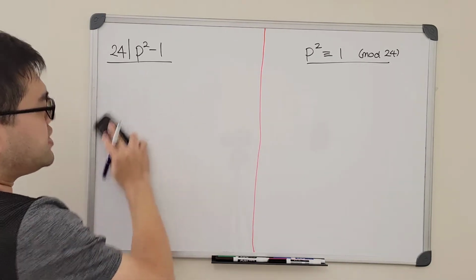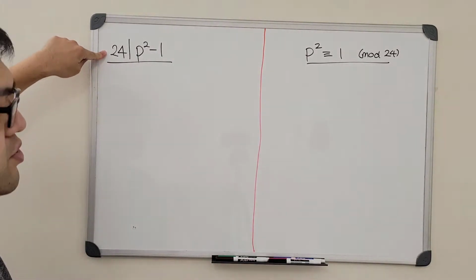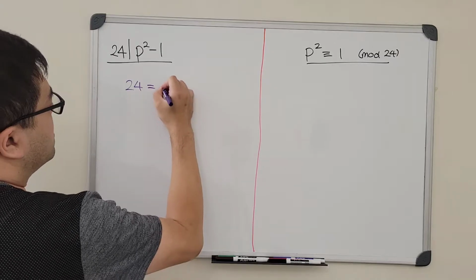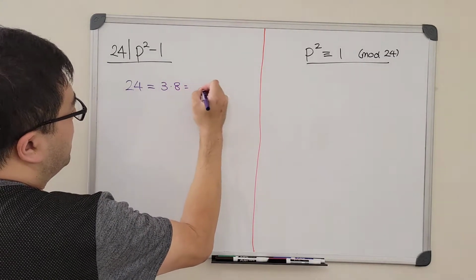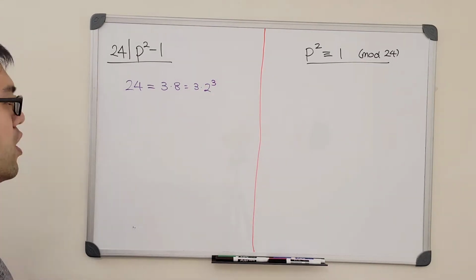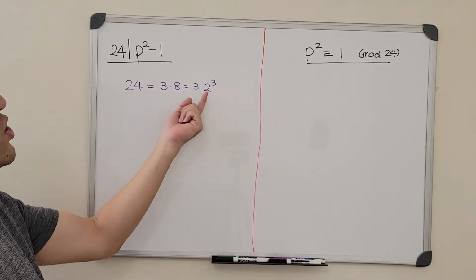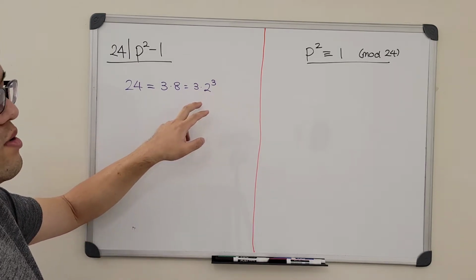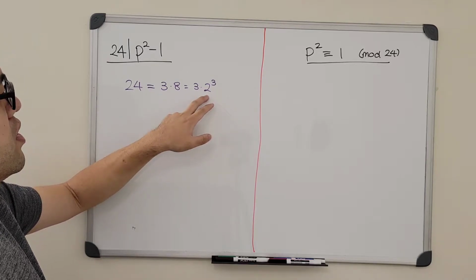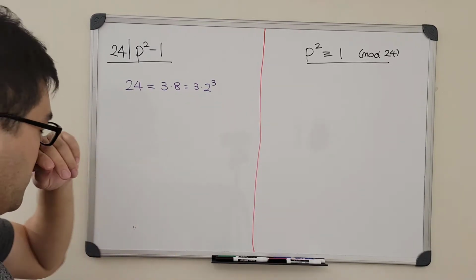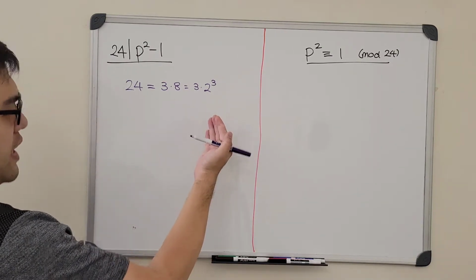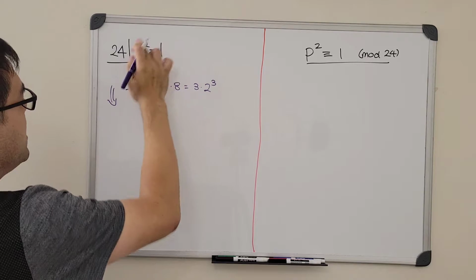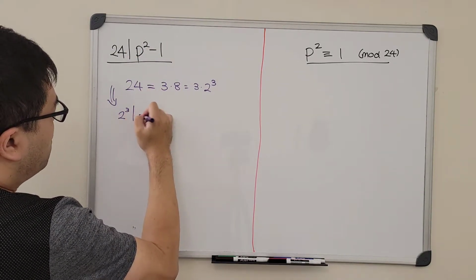So in this case, let's consider the divisor 24. We can rewrite 24 as 3 times 8, which is the same as 3 times 2 to the third power. Then here we know that 2 and 3 are relatively prime. In other words, the only common divisor or factor between 2 and 3 is positive 1. So with the last theorem that we just talked about, we can now rewrite our statement into the following form.